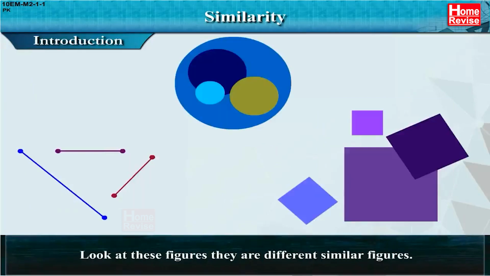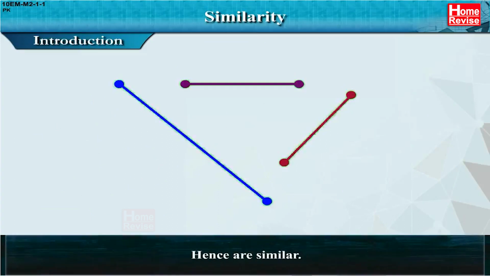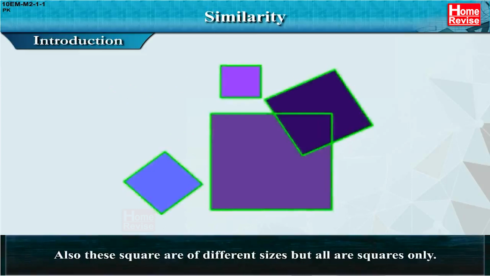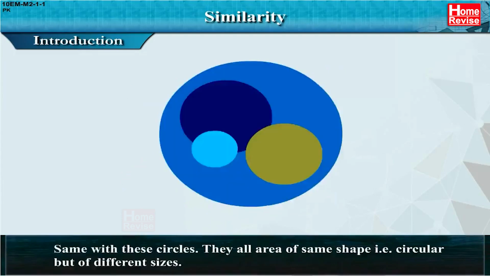Look at these figures, they are different similar figures. Look at these line segments, they are of the same shape but sizes are different. Hence, they are similar. Also, these squares are of different sizes but all are squares only. So, they are similar figures. Same with these circles. They are all of the same shape, that is, circular, but of different sizes.